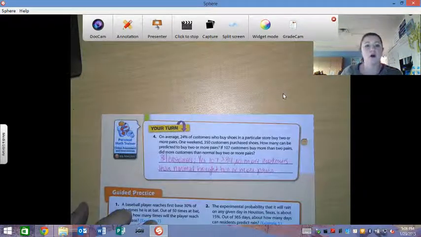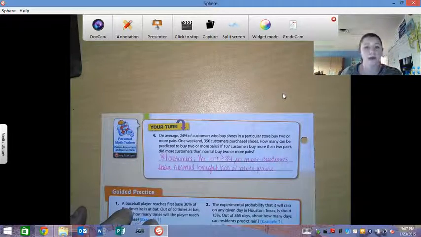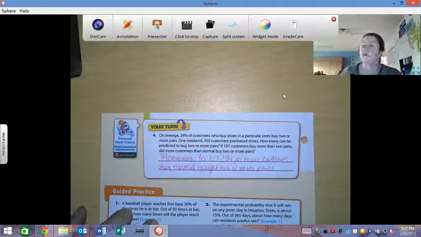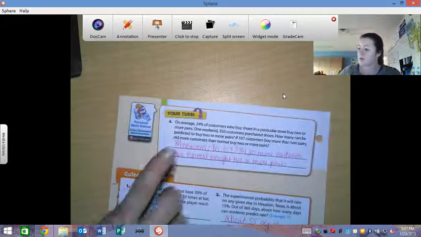So, on average, 24% of customers who buy shoes in a particular store buy 2 or more pairs. One weekend, 350 customers purchase shoes. How many can be predicted to buy 2 or more pairs? If 107 customers buy 2 or more pairs, did more customers than normal buy 2 or more pairs? I feel like I just said 2 or more pairs a whole lot. So you may need to replay this or reread it on your own in order to set up the correct proportions. So I predicted that 84 customers.